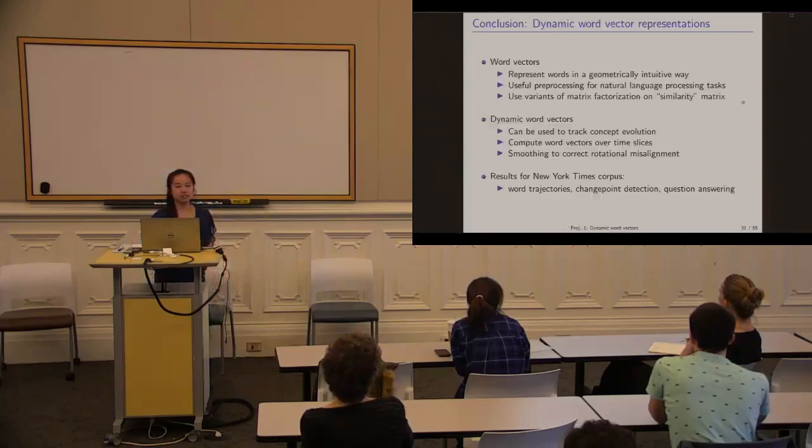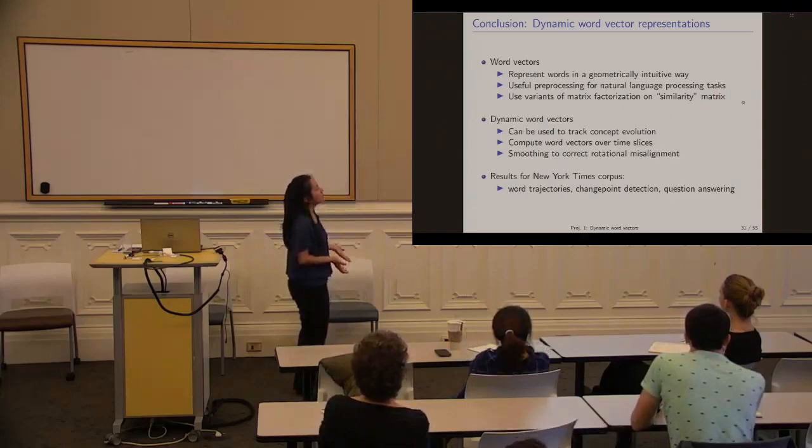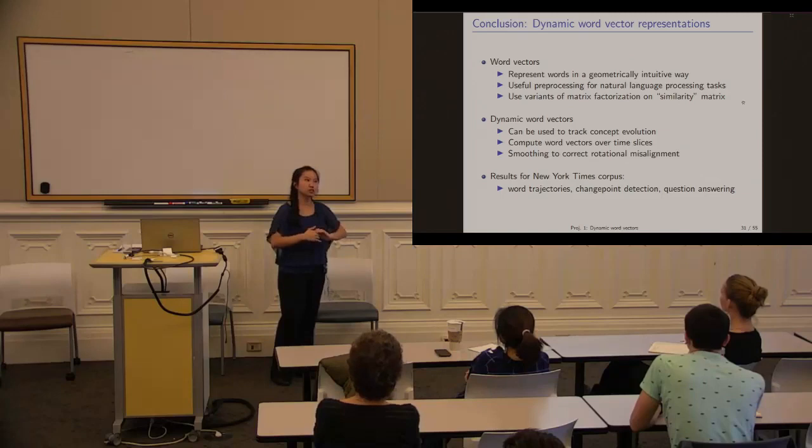Okay. So just to give a conclusion on this project, word vectors are a way of representing words in a geometrically intuitive way. They're usually used for preprocessing for natural language processing tasks. The way to compute them is basically a variant of matrix factorization on some similarity matrix, which is usually a linear transformation of the co-occurrence matrix.